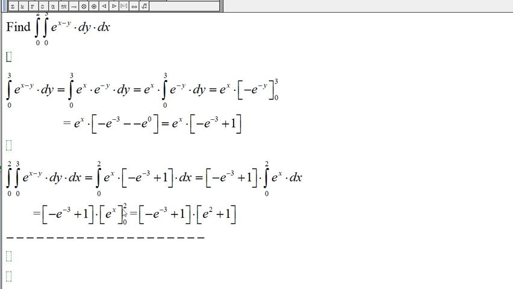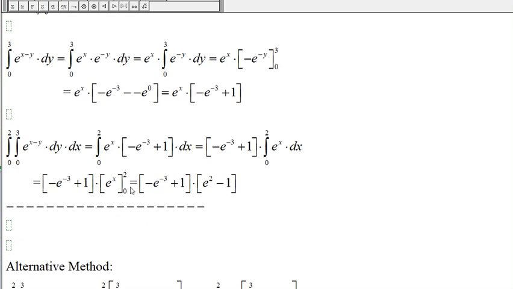So first, in the place of x, we have 2, so we get e squared. And then in the place of x, we have 0, e to the 0 is 1. And so this is the value of this double integral.